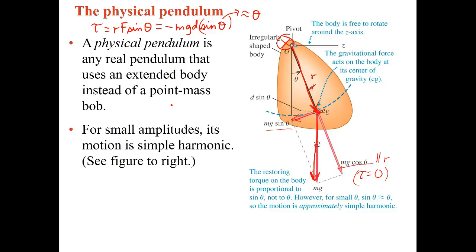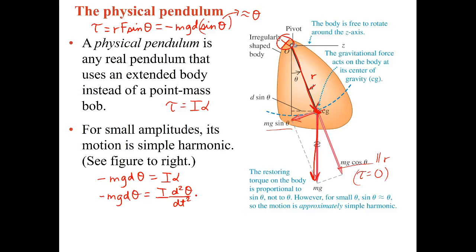And we also know that torque is equal to I alpha. So we can write negative mgd times theta is equal to I alpha. But alpha is to acceleration as d squared theta is to d squared x. If that didn't make any sense, what I'm just trying to say is that alpha is actually going to be d squared theta dt squared.